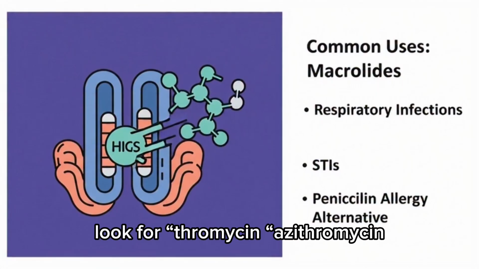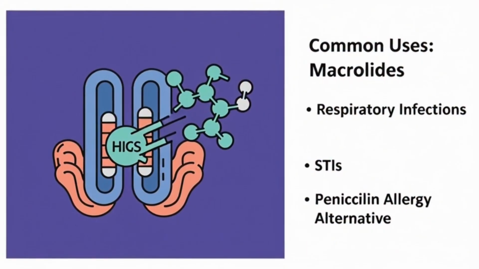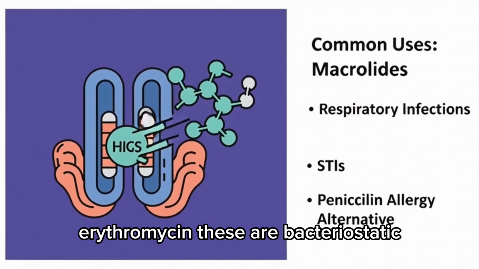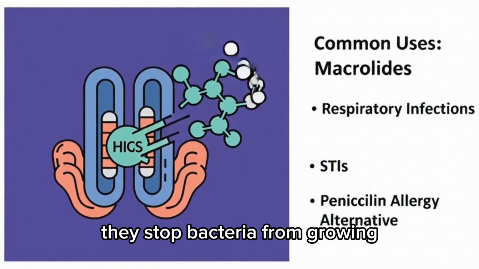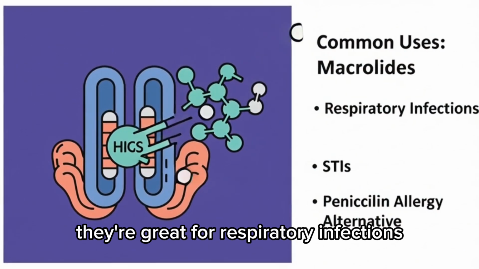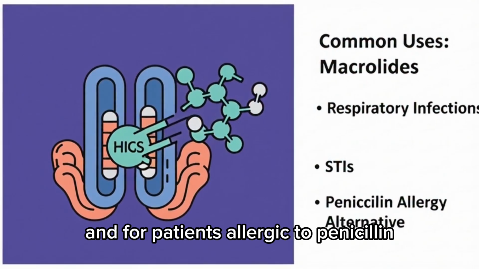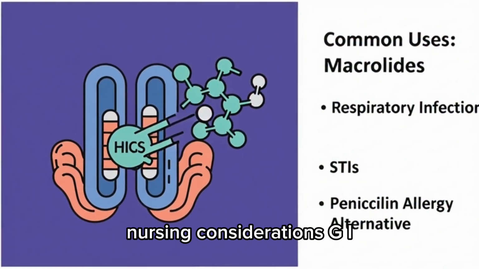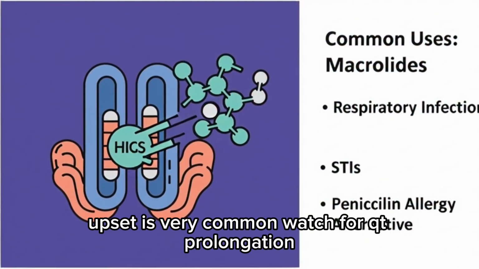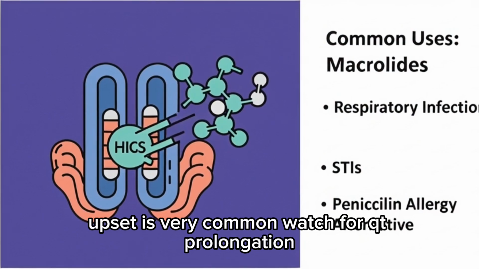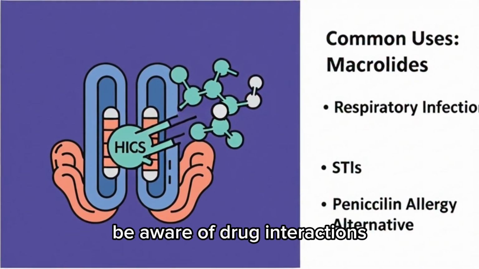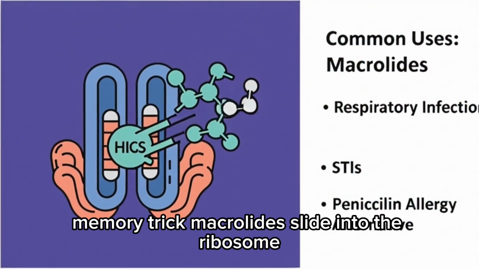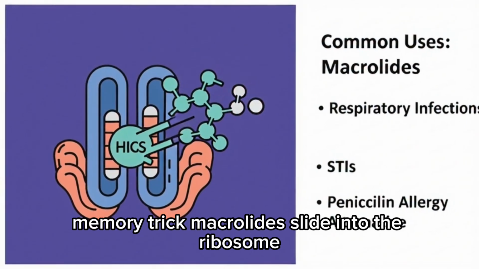Next, macrolides. Look for thromycin: Azithromycin, Erythromycin. These are bacteriostatic. They stop bacteria from growing. They're great for respiratory infections and for patients allergic to penicillin. Nursing considerations. GI upset is very common. Watch for QT prolongation. Be aware of drug interactions. Memory trick. Macrolides slide into the ribosome.